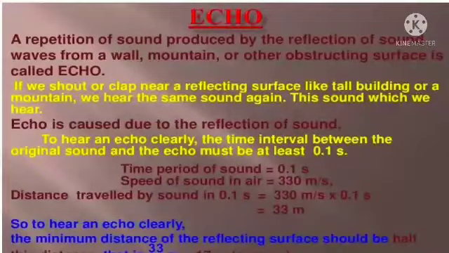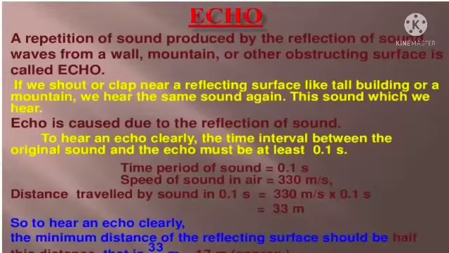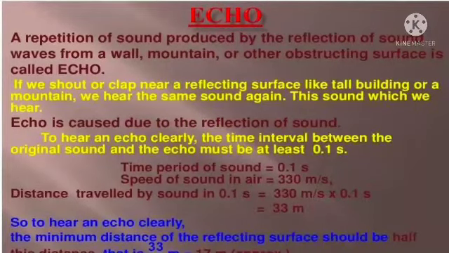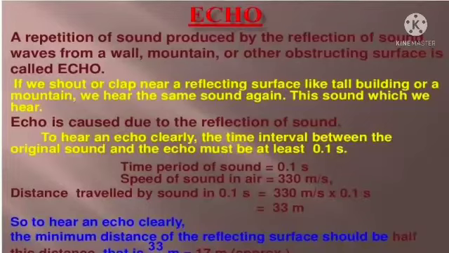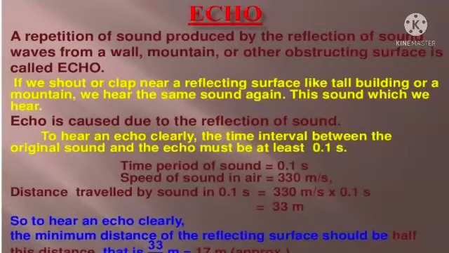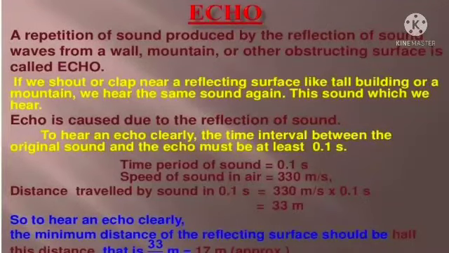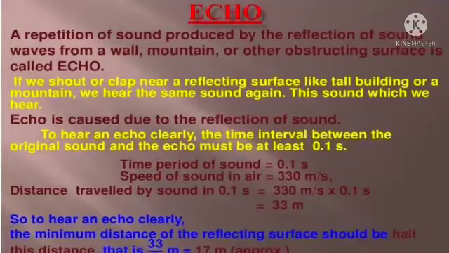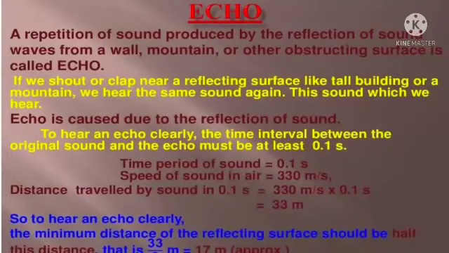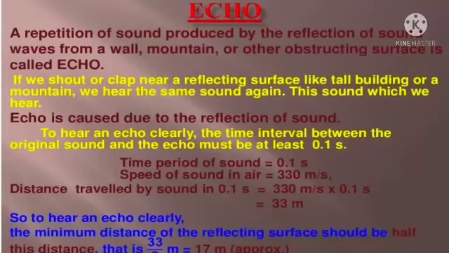Echo. A repetition of sound produced by the reflection of sound waves from a wall, mountain, or other obstructing surface is called echo. If we shout or clap near a reflecting surface like a tall building or a mountain, we hear the same sound again. This sound which we hear is echo.